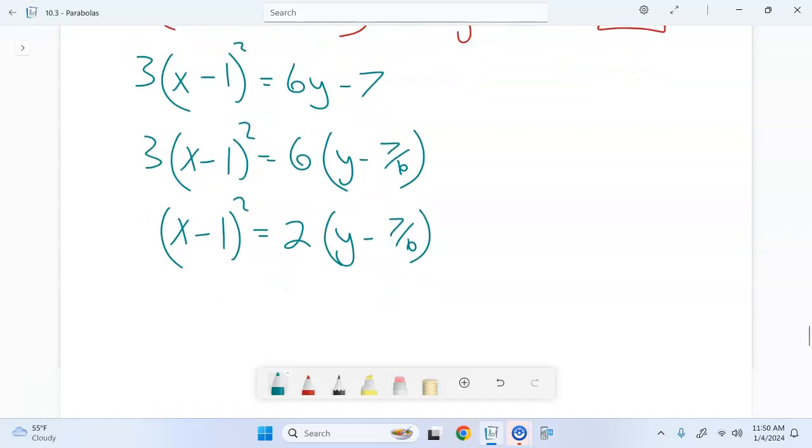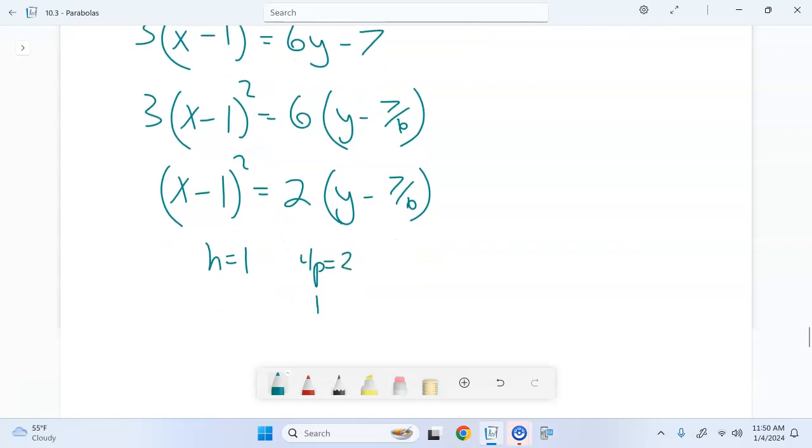Okay? So our value for h is 1. Our value for p will be whatever that equals, which is 1/2. And our value for k is 7/6. Plug those into our formula, or use those to find your vertex and your focus and your directrix.